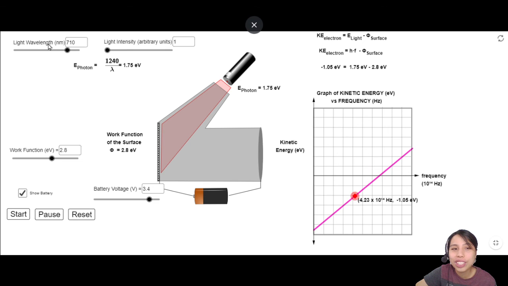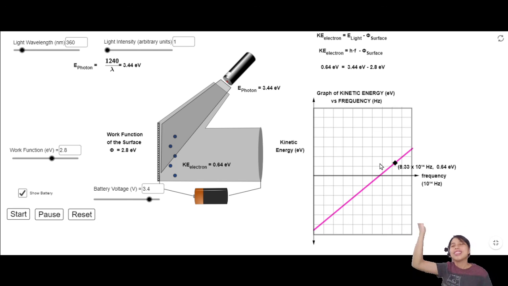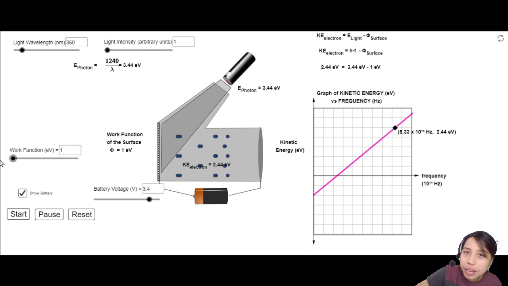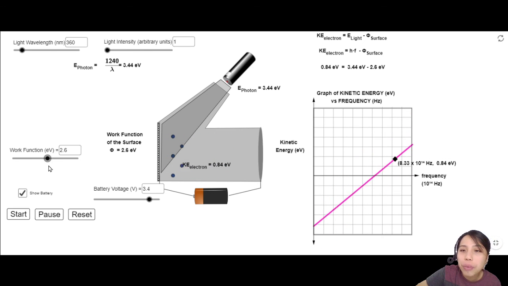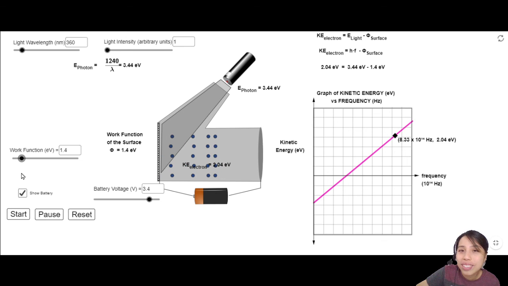Now you have not enough energy here. Oh no, so you need to go higher up past the threshold frequency, then only do you have electrons coming out. Okay, so remember, with the work function, you are shifting your graph up and down, and that will change the threshold frequency for electrons to come out.